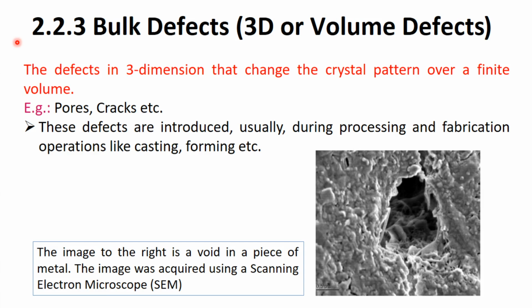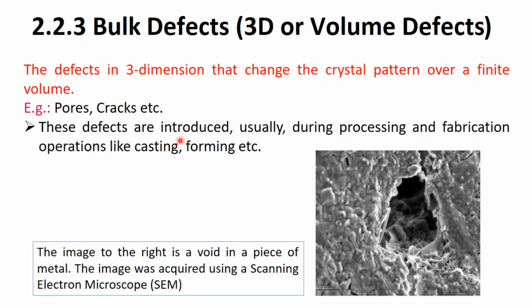The last type of extended defect is the bulk defect, 3D or volume defect. As the name suggests, this type of defect is along all three axes, x, y and z axis. A defect in 3 dimensions that changes the crystal pattern over a finite volume is called a bulk defect. They can be pores or cracks.